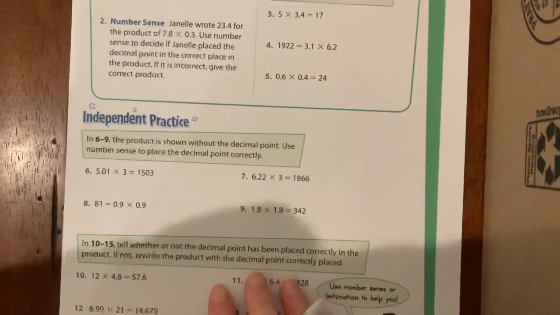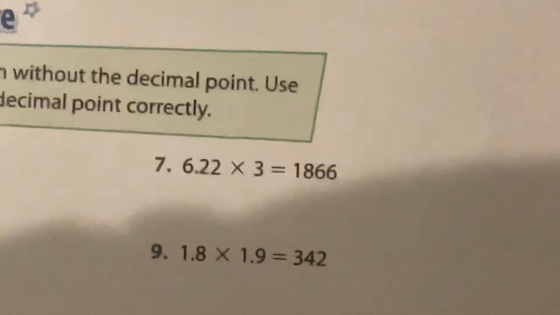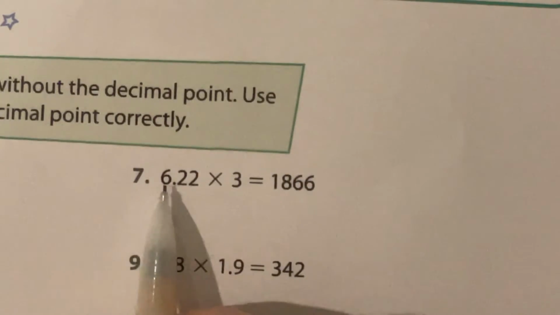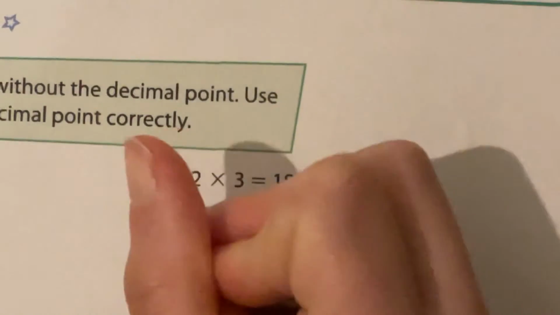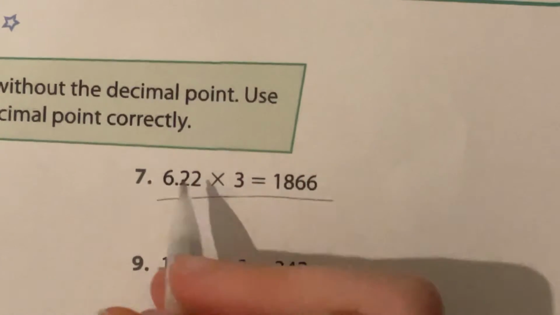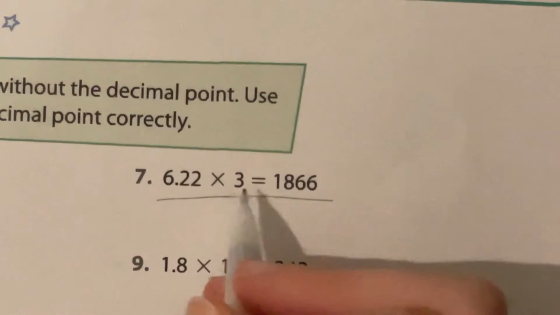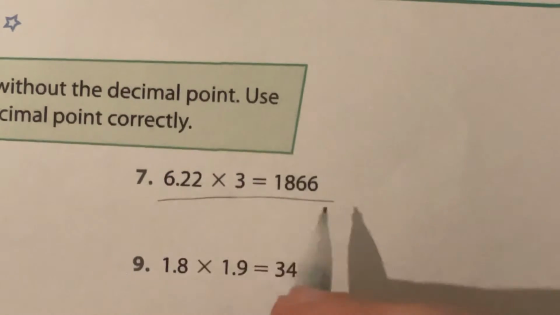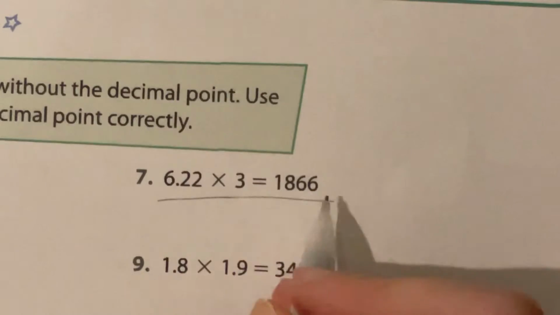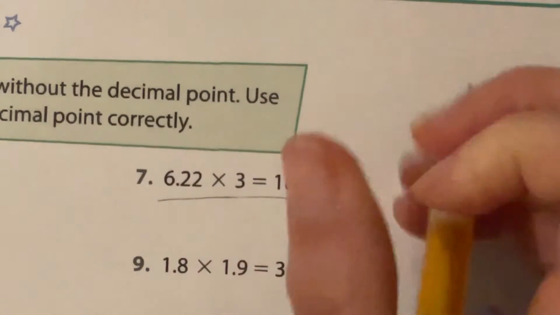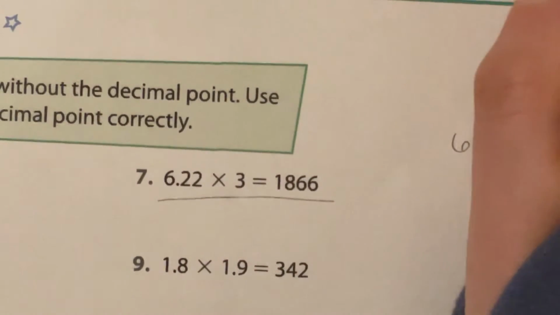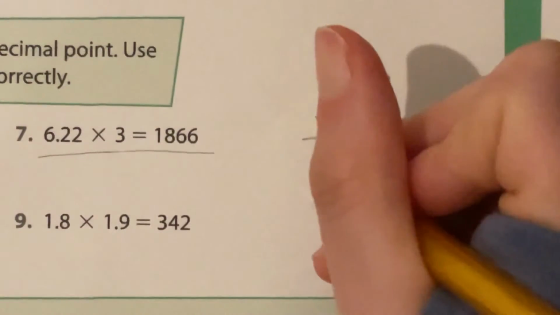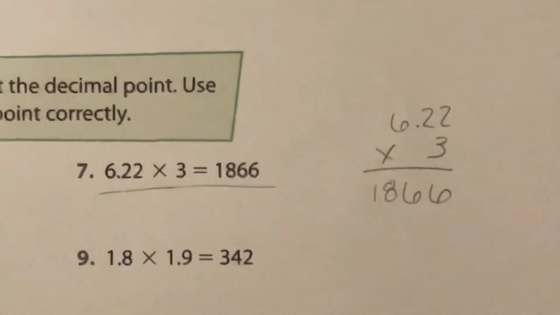Okay, so it's just easier for me to do the ones on the right side because my box is blocking this. So what I want you to do is write this exact thing. 6.22, 6 and 22 hundredths times 3 equals 1866. Okay, they have already done the hard part for you. They have solved this and they have the right digits here. So if I was to write this problem to the side, that's what I would do. You can solve it and it would be 1866.